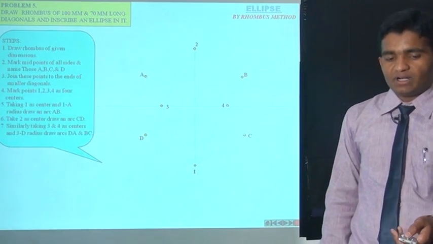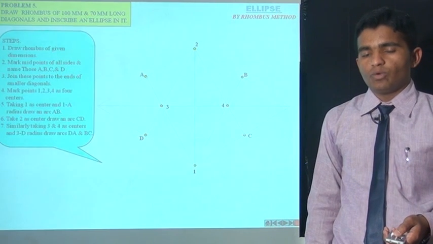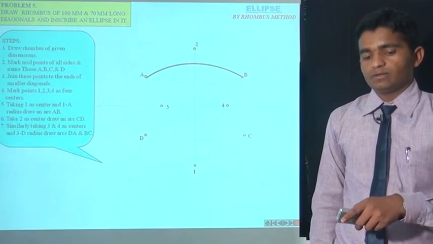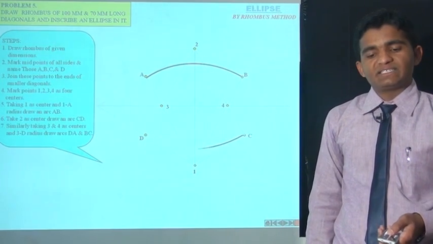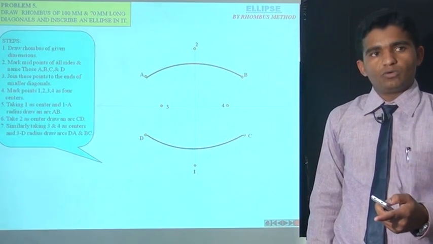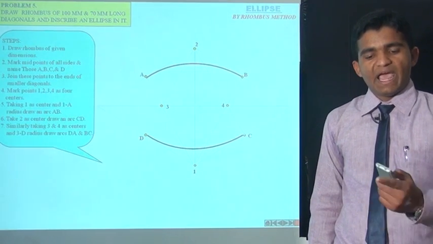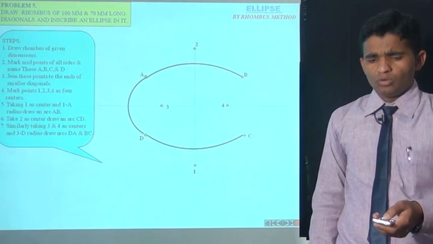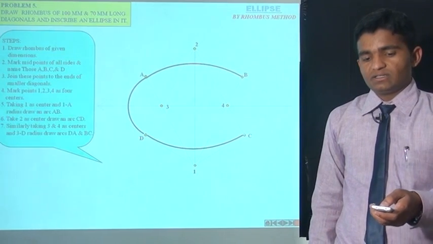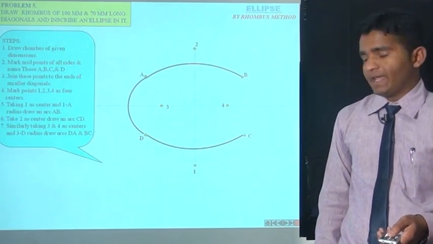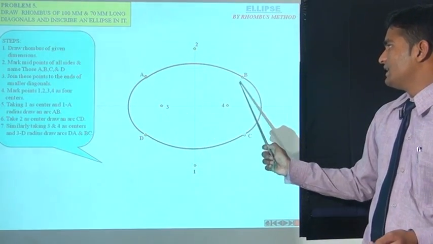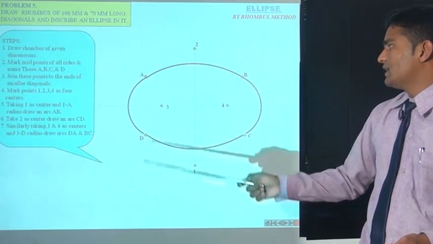Now taking center 1 and the radius 1 to A, draw an arc between A and B. Now again take center 2 with the same procedure, and take the radius 2 to C and 2 to D. We get an arc. Then again take center 3 and take the radius 3 to A. Again take center 4 and take the radius 4 to B. We will get an ellipse.